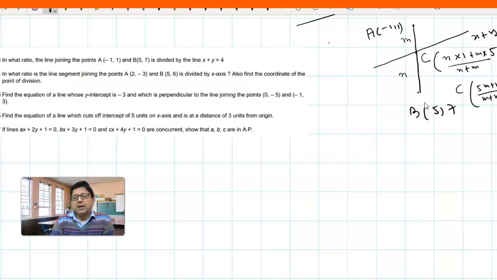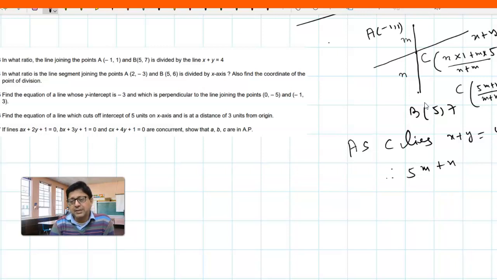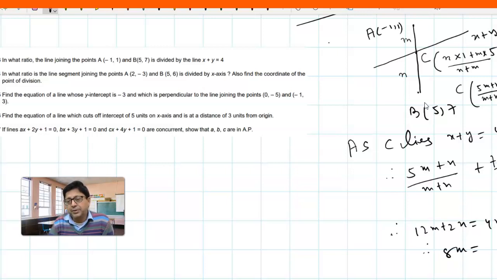Alright. Now this point C lies on the line. So we substitute there. In place of x we put this, in place of y we put this, (5M plus N) by (M plus N) plus (7M plus N) by (M plus N) equals 4. Therefore take M plus N to the right side, 12M plus 2N equals 4M plus 4N. Cross multiplying and simplifying, we get 8M equal to 2N.